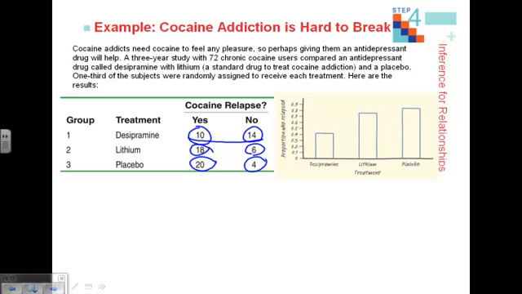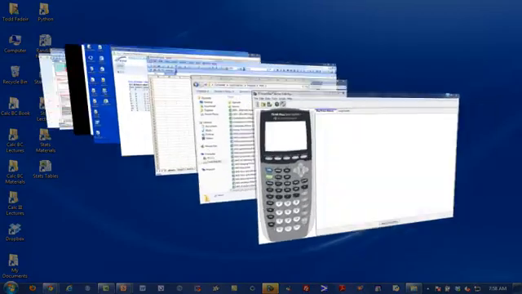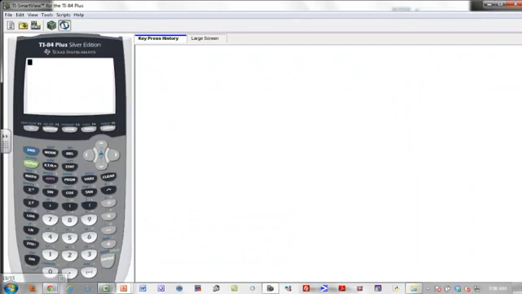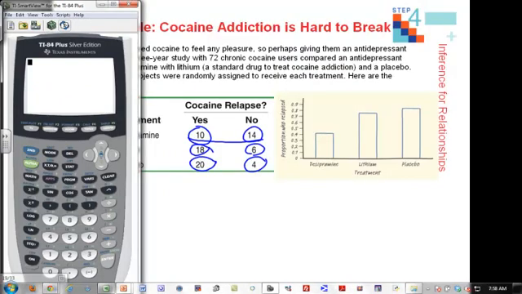So let's go through this. I'd like you to get your calculator out. I just want to make sure one more time that you know how to get the data into your calculator and get the results out. All right. Let me switch over to my calculator. There we go.